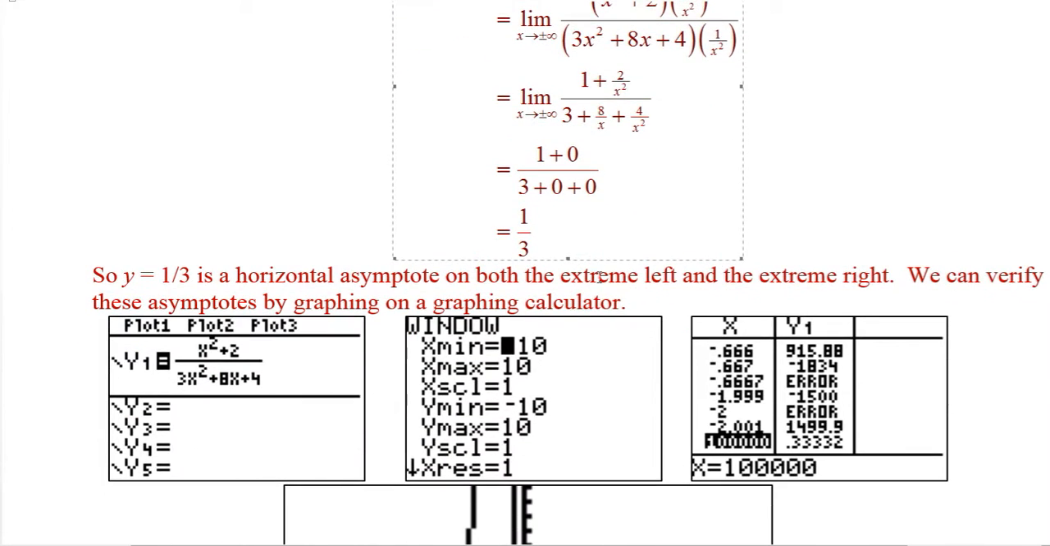And of course we could check that with the calculator by plugging in something really big. Here I put in 100,000 for x, and notice it's very close to 1/3. 1/3 of course is 0.3 repeating, and I'm close to it already there. If I plug in something negative but really big in absolute value, way out to the left, it's going to approach the same thing. So here I've put this in.